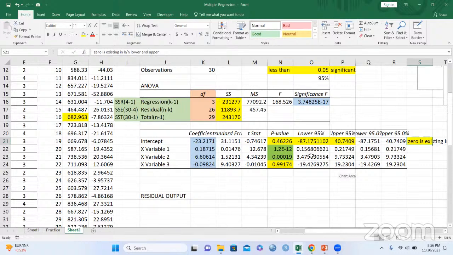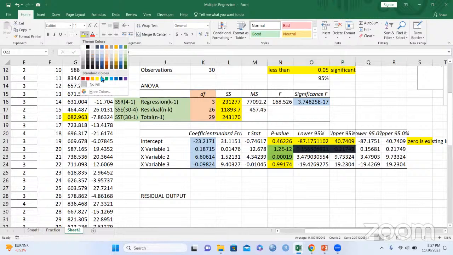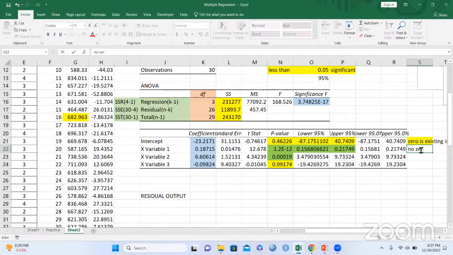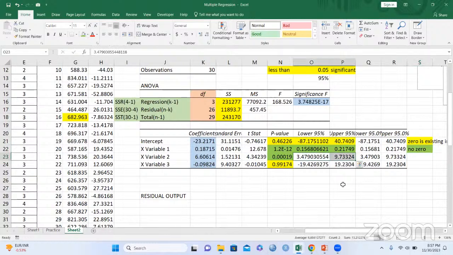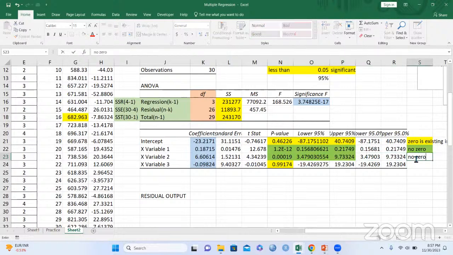If you see the second variable, lower and upper, because you'll be having a repetition here on the right side. The first lower value is 0.15, upper value is 0.21. Is there any zero in between those two values? No, it's all on the positive side, completely positive, no zero. If there is no zero, that definitely is a significant variable. So that is the check that you can do. Third case: 3.47, 9.7. Is there any zero in between these two values? No. Both are positive values. There is no zero. So this variable is also a significant variable.